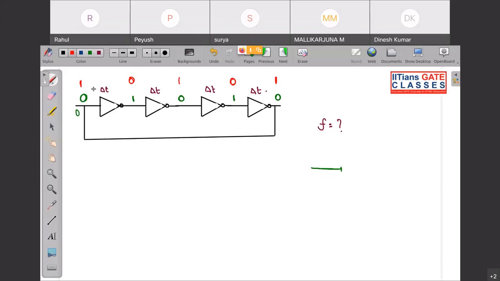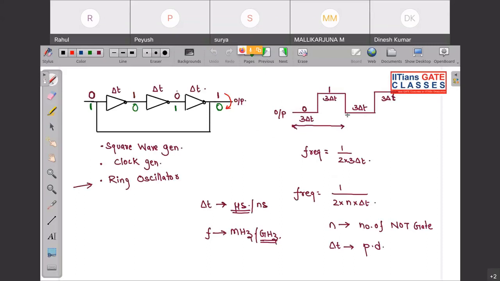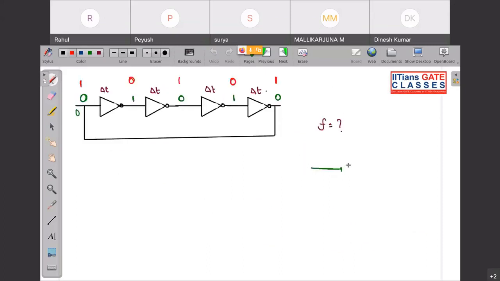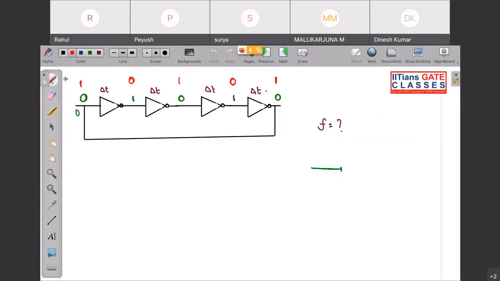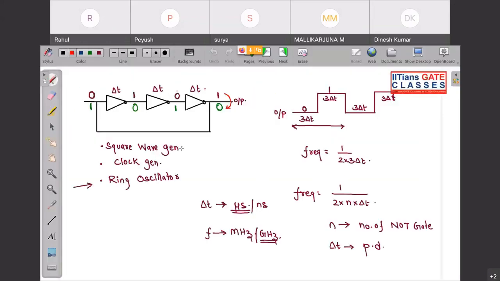So is this a square wave generator or a ring oscillator? Can you see any kind of oscillations in the output? Like the previous case here, there was oscillations. But here you can see there is no oscillations because your output is not changing. So is this a square wave generator? Tell me yes or no very quickly. No. So then what is the condition for such kind of circuit to be a square wave generator?